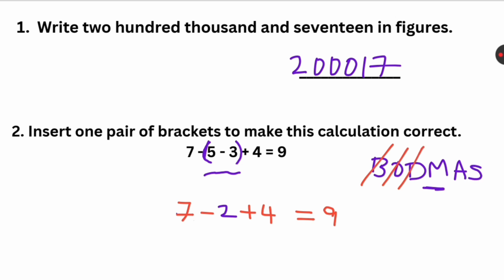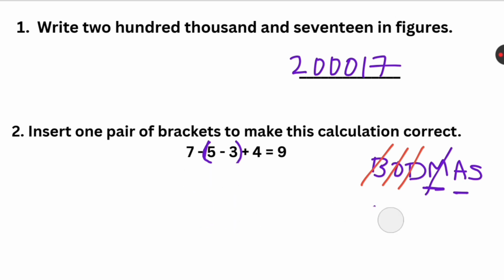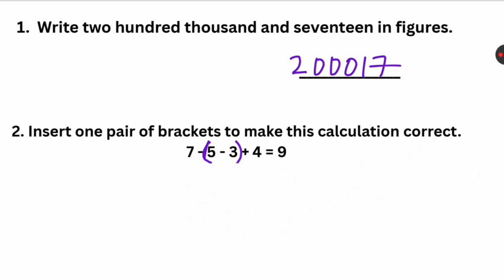Next we have multiplication. We don't have multiplication, so leave that also. Next go to the addition. The plus values are 7 and 4. 7 plus 4 gives 11. And what is still left? We have minus 2. 11 minus 2 gives 9. So that means you have to use the brackets in between 5 and minus 3. Then your calculation is going to be correct. Let's go to the next question.